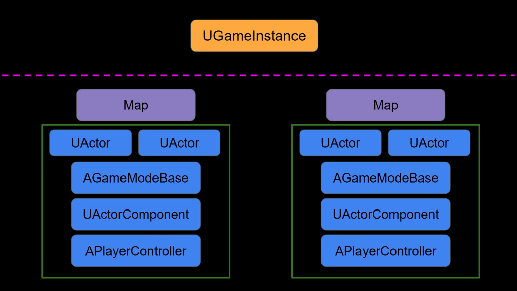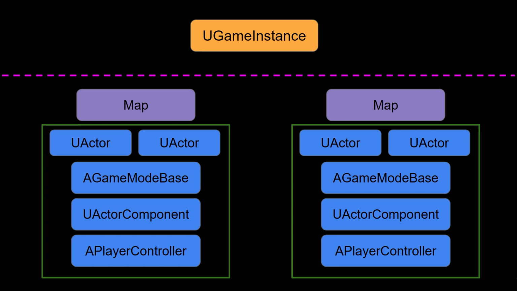So let's say, for instance, we have two maps, all right? We have map one and map two, and they both have a bunch of actors, a game mode, actor components, a player controller, but you want to pass data between the two maps. So there's two ways of doing this. One of those ways is by passing it into an object that stays alive during the entirety of the engine, or you serialize the data. We're going to be going over an object that stays alive, that being the UGameInstance class.